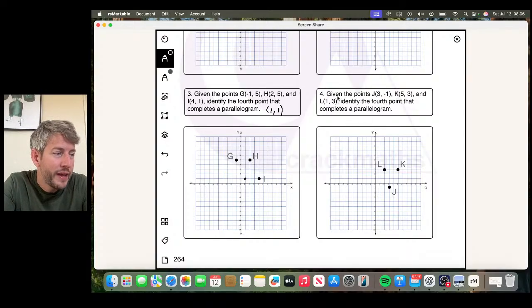Question 4 is, given the points J, 3, negative 1, K, 5, 3, and L, 1, 3, identify the fourth point that completes a parallelogram. So there's two options here. I could go here, or I could go here. I'm going to choose to go here this time. So that is 6, minus 1.